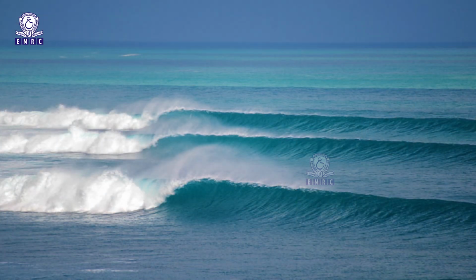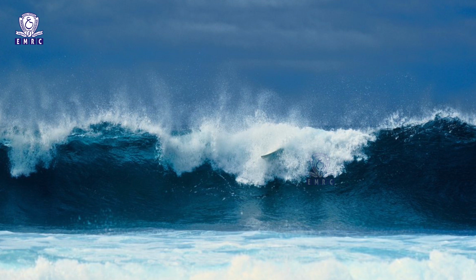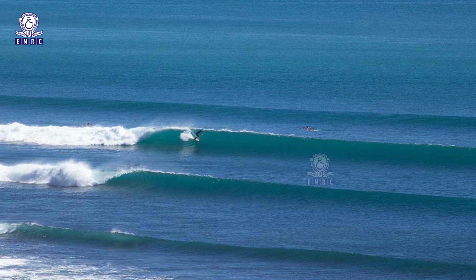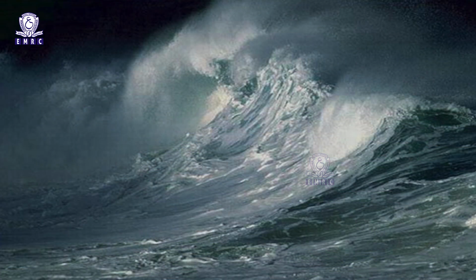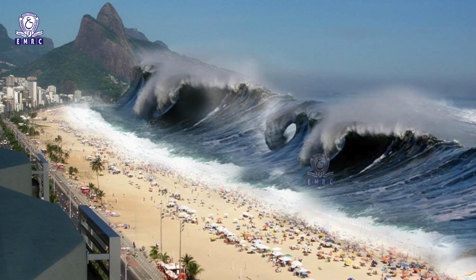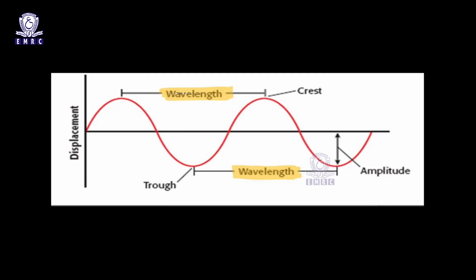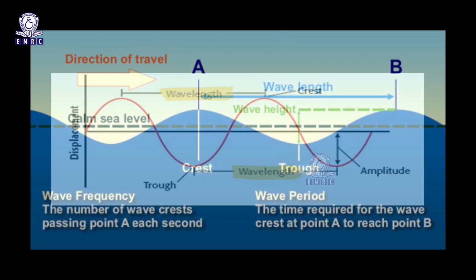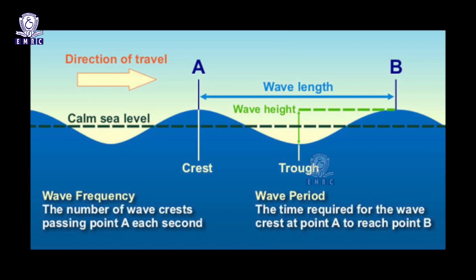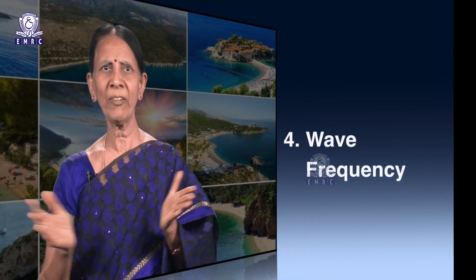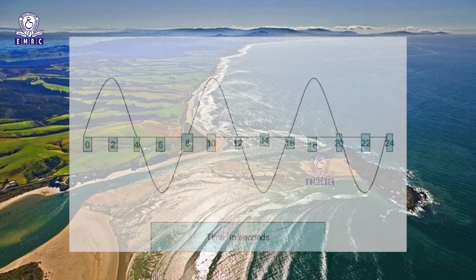The maximum wave height is determined by the strength of the wind or wind speed and the duration of the wind from one direction only. The height of the sea waves is more in the case of storm waves and tsunami waves. Wavelength. Wavelength is the horizontal distance between two successive crests or two troughs. Wave frequency. Wave frequency is the number of sea waves passing through a given point per unit of time.